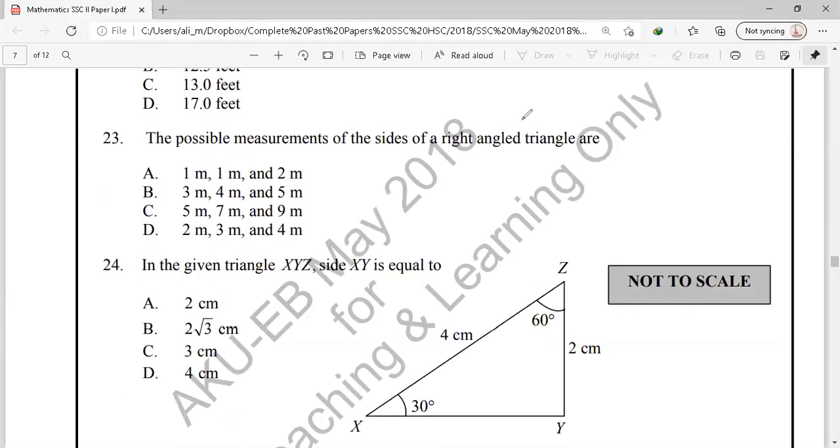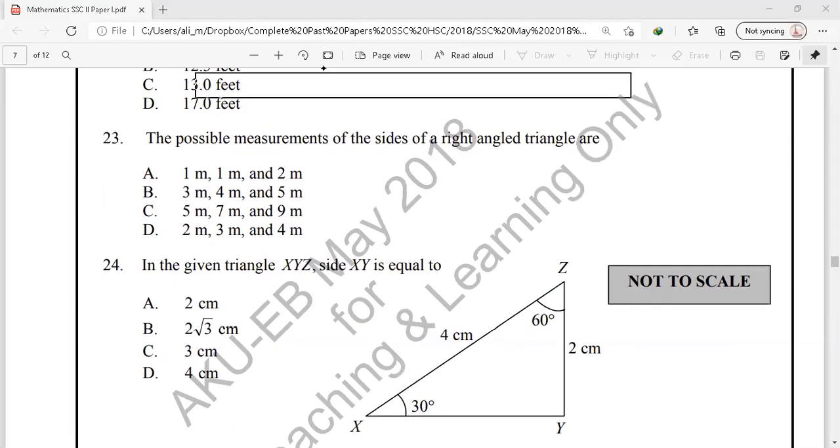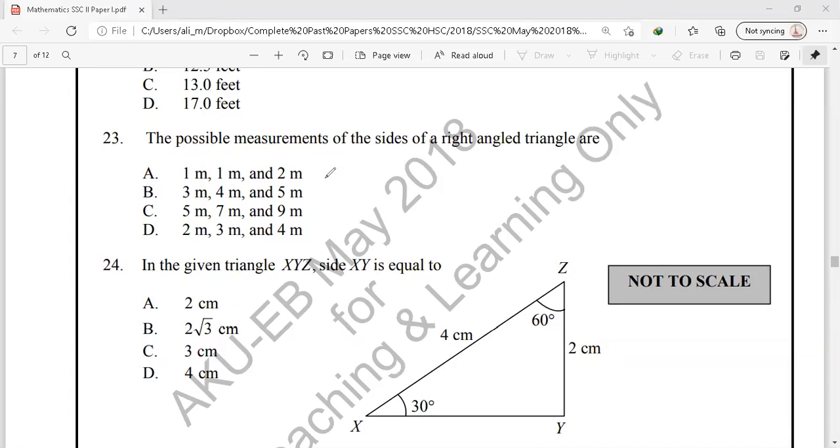So let's see question number 23 and 24. In question number 23, the possible measurements of the sides of the right angle triangle are asked. We know that whenever we talk about the right angle triangle, the Pythagoras theorem should be applicable. These are the three sides of the triangle, and we have to identify which option has the Pythagorean triplet. We have to check all these options, and among them the greatest side would be the hypotenuse, and the other two sides would be the base and perpendicular.